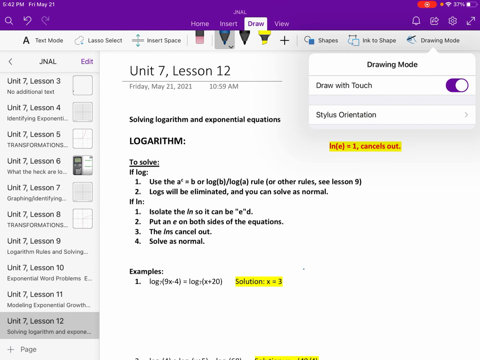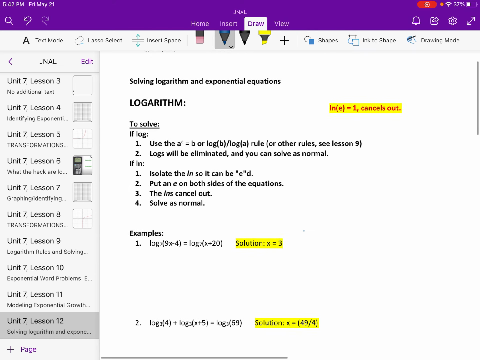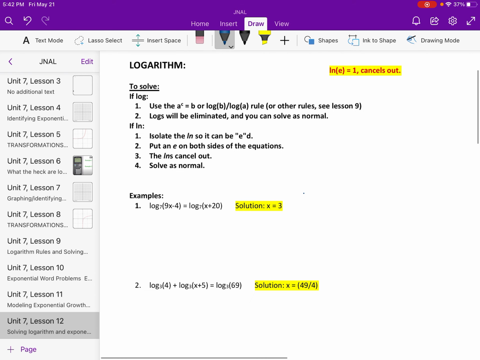But let's start out with logarithms. There are two kinds: one with log, and one with ln. Either way, you can't really do anything until you cancel them out, because just having those letters, log or ln, is not good. You especially want to cancel them out for ln, and you can do that by multiplying by e, or if you see e, multiply it by ln.